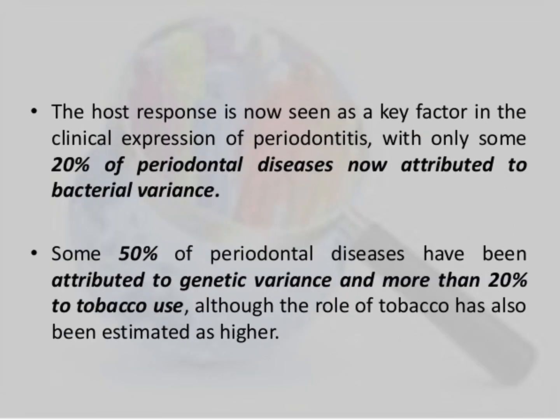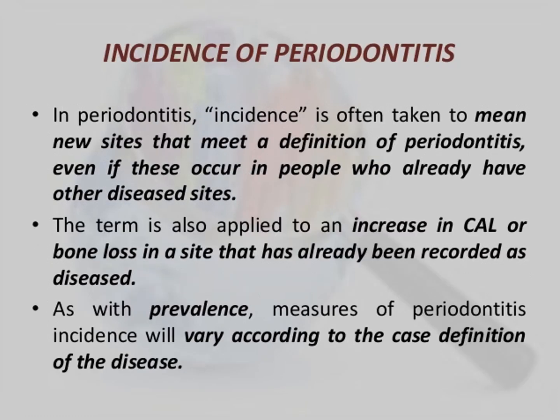And the host response is now seen as a key factor. So I have told you already, host, agent and environment are the triad of epidemiology. The host response is now seen as a key factor in the clinical expression of periodontitis, with only some 20% of periodontal diseases now attributed to bacterial variation. Some 50% of periodontal diseases have been attributed to genetic variants and more than 20% to tobacco use. And that was about the prevalence.